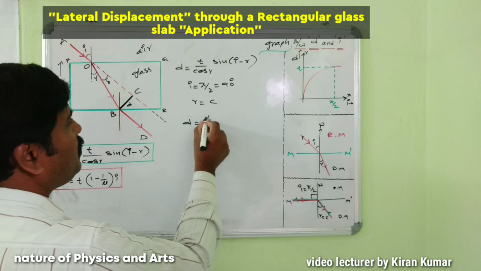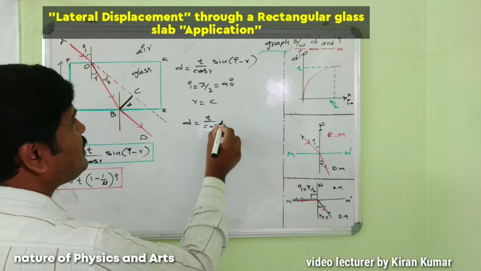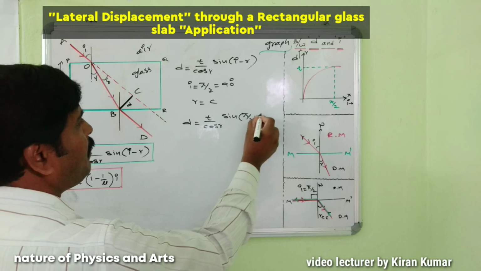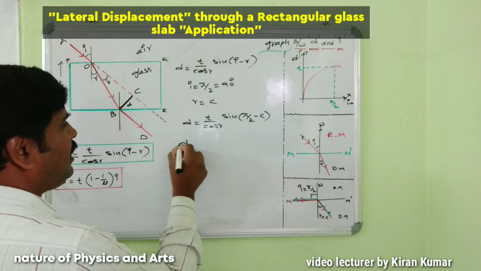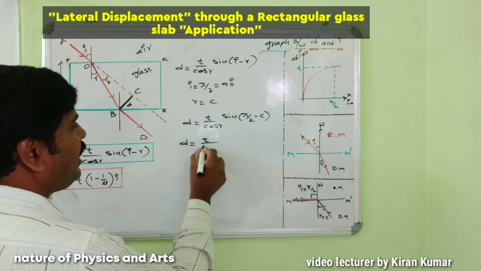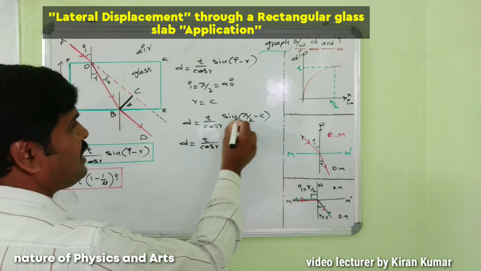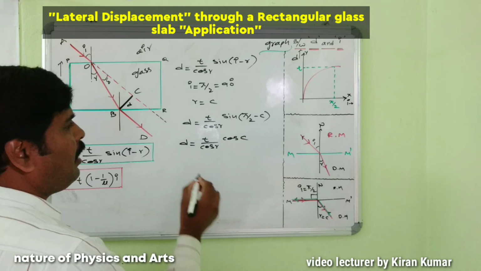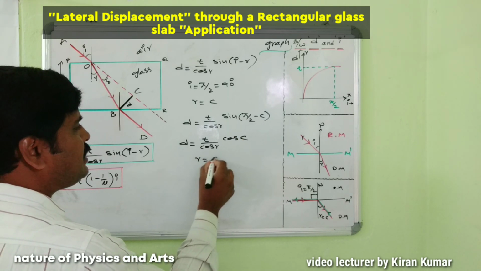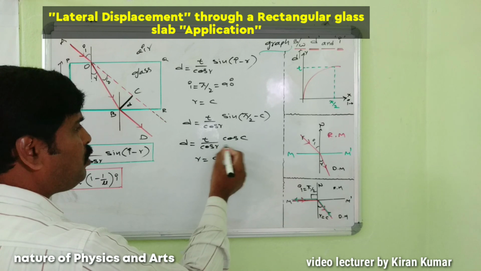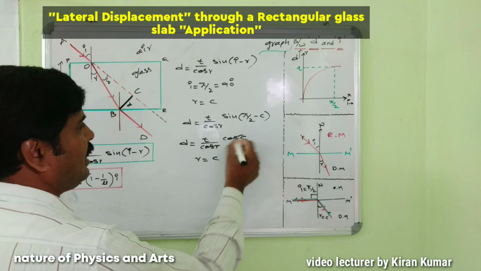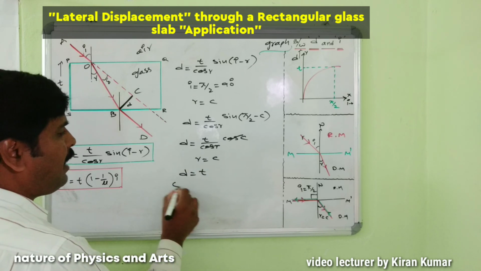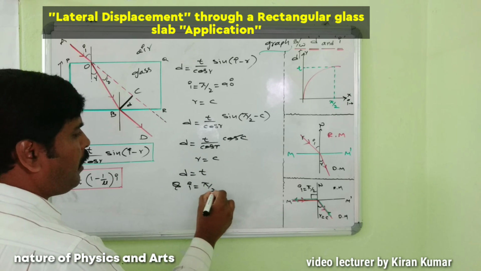d is equal to t divided by cos r and sin(90 minus c). Here d is equal to t divided by cos r. This sin(90 minus c) is cos c. But we know r is equal to c. That's why both values will get cancelled. So now the resultant equation is t is equal to d, and here i is equal to pi by 2.